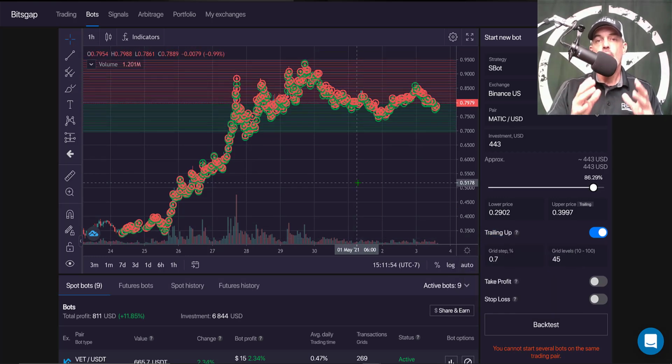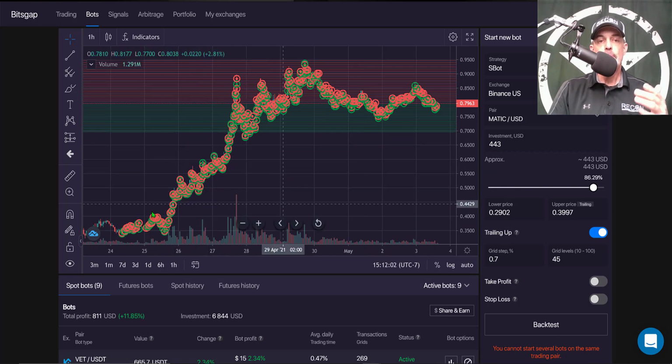And as you can see on Matic, a bot I deployed just about 9 days ago, the price action started out around 35 cents, and in less than 9 days, the price action has gone all the way up to 95 cents. It has since pulled back and now is starting to trade sideways.